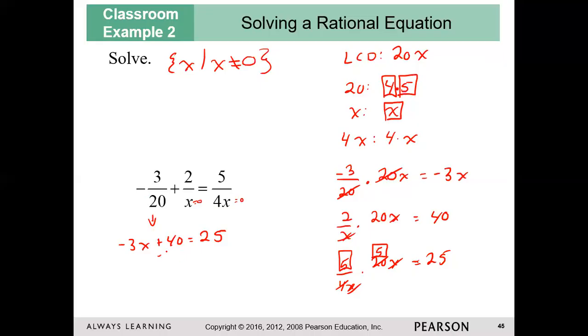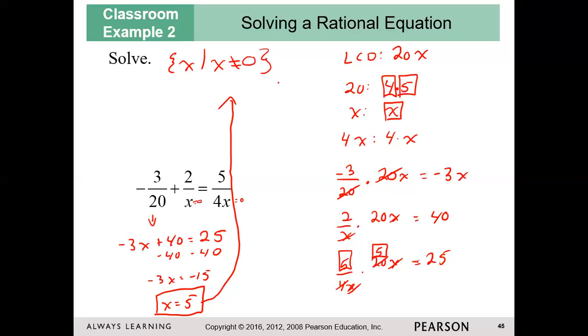So when we subtract 40 from both sides, you get negative 3x equals negative 15. x is equal to 5. And it says to check your answer, but really what I do is I check this answer with respect to what is in the domain. As long as this number is not on this list over here, I'm going to be pretty confident that I did everything that I was supposed to do. x equals 5 is the solution to this equation.